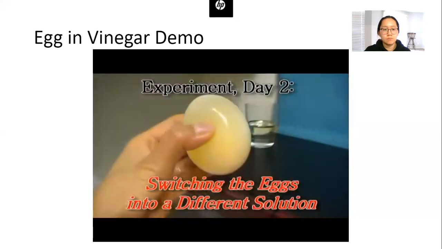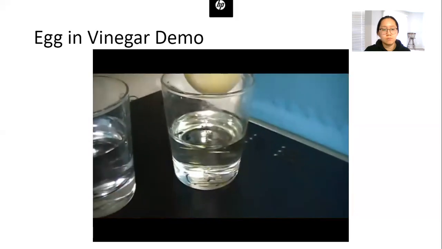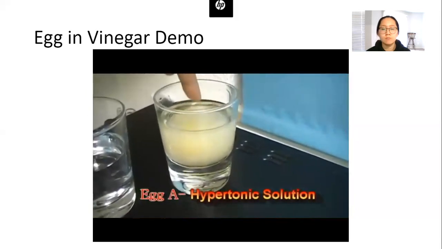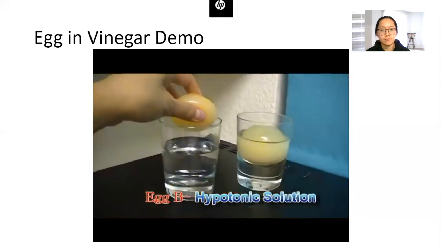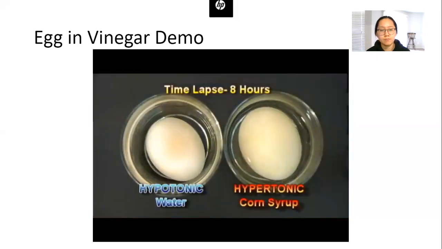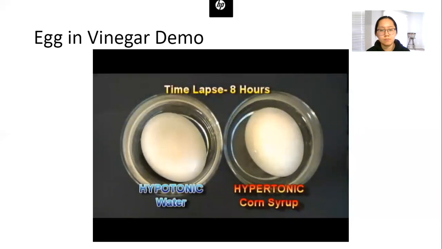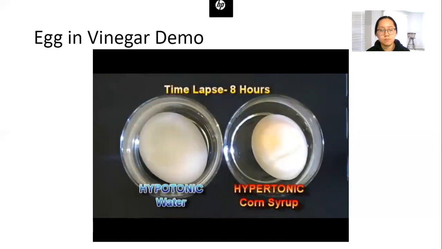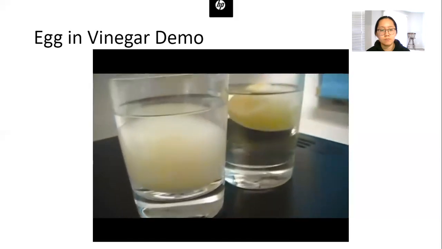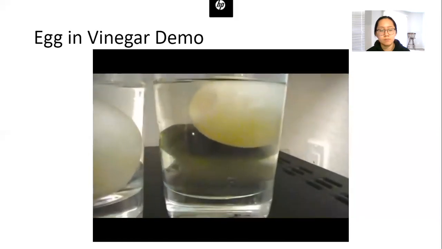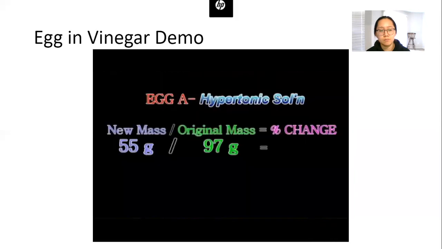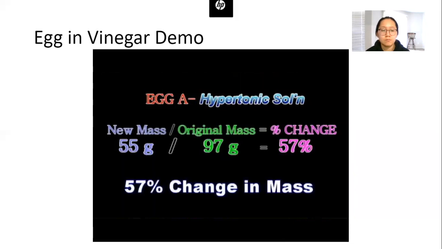So how about we try this experiment again, but switch the eggs? This time, egg A is going in the hypertonic solution, which is still on the right. Egg B is going in the hypotonic solution, which is still on the left. After several hours, mass your eggs again. Egg A went from 97 grams to 55 grams. Egg A has decreased to 57% of its original weight.